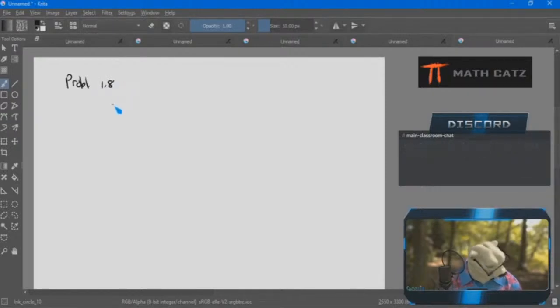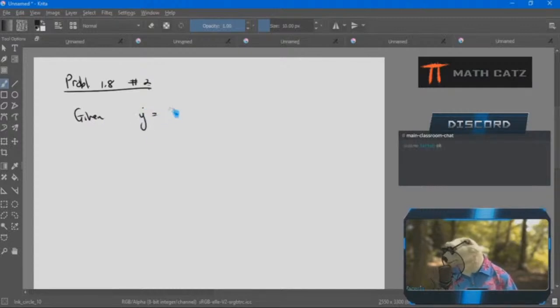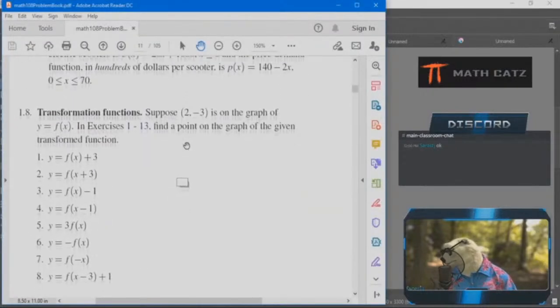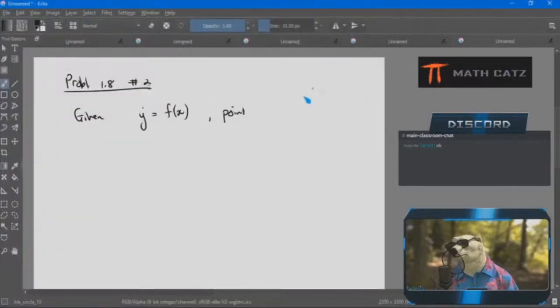What do I want to do here? I want to do number 2, where I look at y equals x squared, but I'm not really stuck to it in any way. I'm given a function y equals f of x and a point. Is it the same point? Yep, I'm right there. 2, -3, 2, -3.